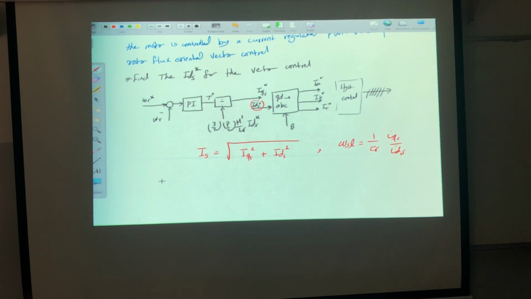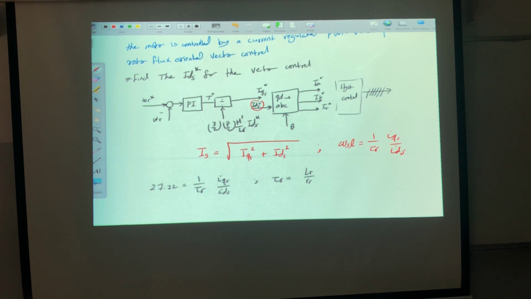We know that it was 27.22, which will equal 1 over tau r times IQS over IDS. Now, tau r equals what? Lr over Rr. Correct? Yes. Now, Rr is given. What about Lr?